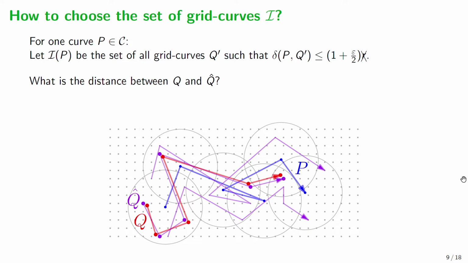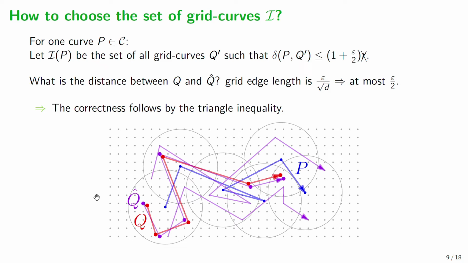For a query curve Q, what will be the distance between Q and the rounded curve Q hat? Since the length of the grid edges is epsilon over square root d, the distance between a point of Q to its closest grid point is at most epsilon over 2. That means that under the discrete Fréchet distance, which is the maximum over all pairs in an alignment, the distance between Q and Q hat is at most epsilon over 2, because we can just match each point to the closest grid point.